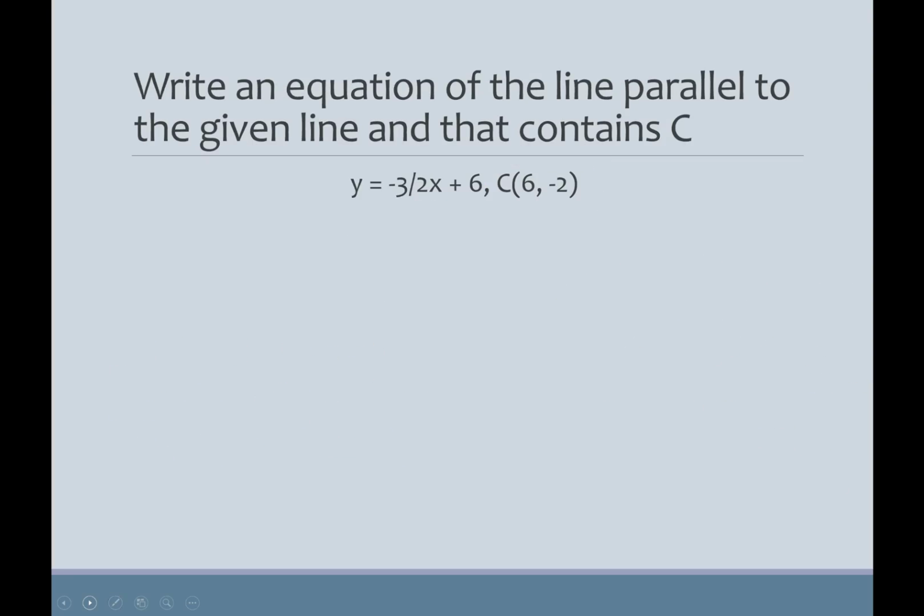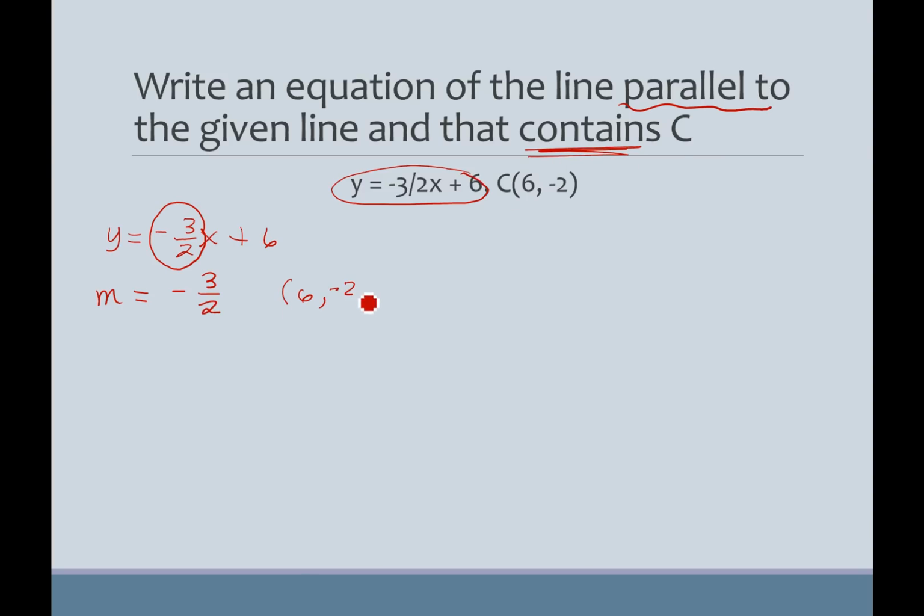Now, again, I want to write the equation of a line parallel to the given line and that contains C. So here's my given line, the equation of that line, and here's my point. My line is y equals negative 3 halves x plus 6. My slope is this. Because they're parallel, my slope is going to stay the same. So I've got a slope of negative 3 halves and that contains this point, or through, they mean the same thing. So the point 6, negative 2.